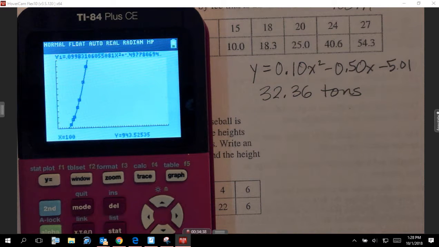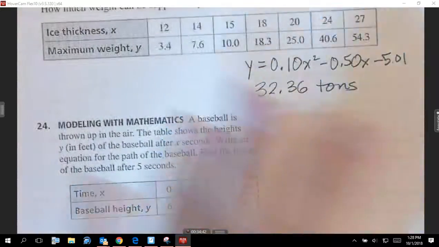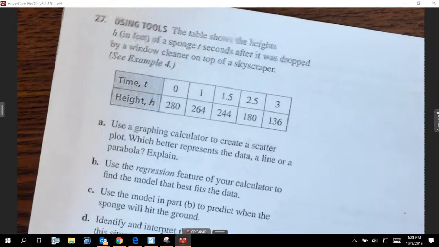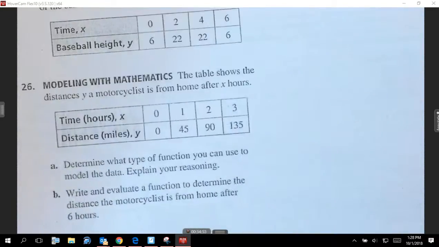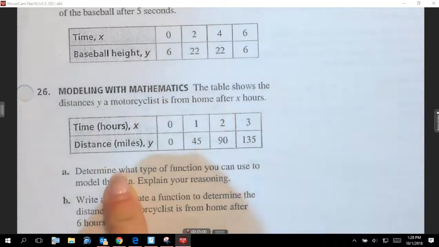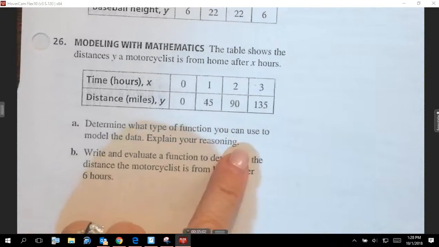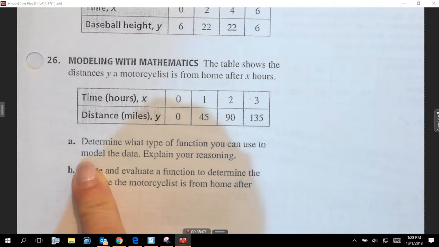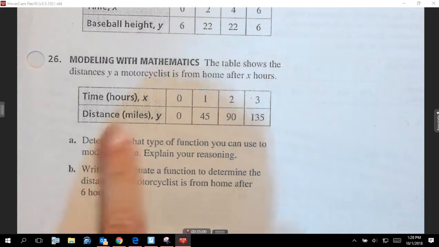So that could be a problem that you encounter. Your assignment is really short. I've already printed it out for you. It's 24, 26, 27, 29 to 32 from the book that I've already printed out. So you can just do it right on here. Okay? Make sure you read the directions. Like 26A says, determine what type of function you can use. So that's where you're going to do those differences. Before you determine if it's linear or quadratic, you want to do those differences.